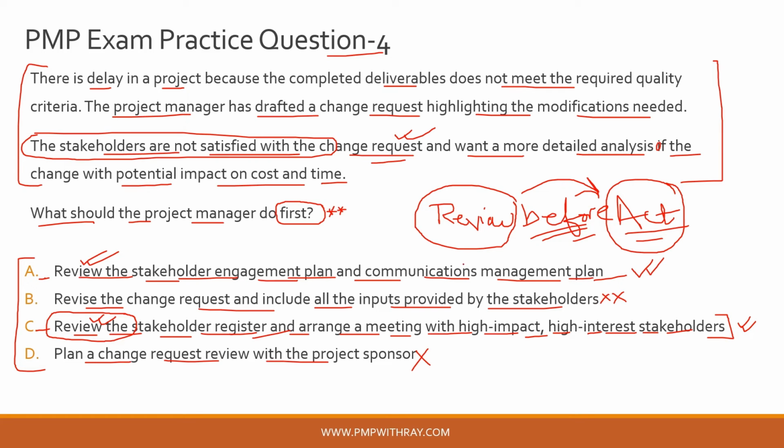And also you review the communication management plan, because that would tell you what kind of detailing the stakeholders are expecting whenever you are filing a change request in the project. Okay, so these two project artifacts are the correct artifacts that you are referring to, and you are reviewing that before taking an action. That is what you should do first as a project manager when you are faced with a problem or a concern. So the correct answer to this question is option A.